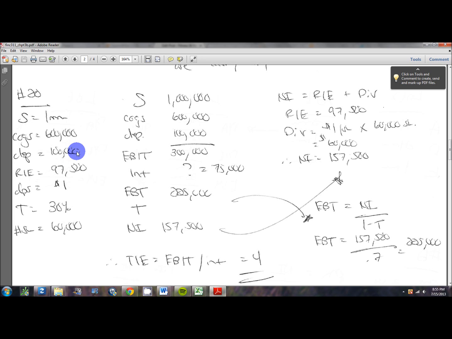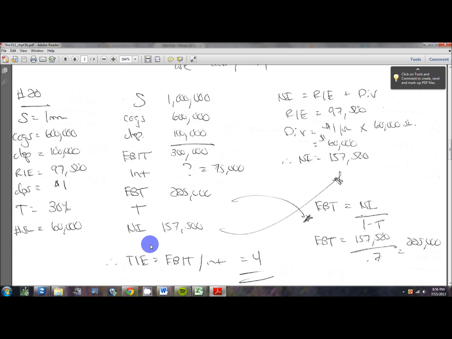As promised and as voted on by you all, I wanted to go ahead and go through number 20 from chapter 3 here and work out a video tutorial on how to solve this problem. So let's go ahead and get started. All this information that you see on the left is the information that's given in the problem. From that information, the problem wants you to eventually find this times interest earned ratio.